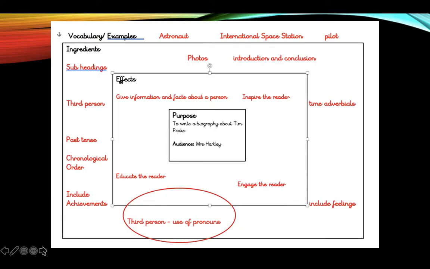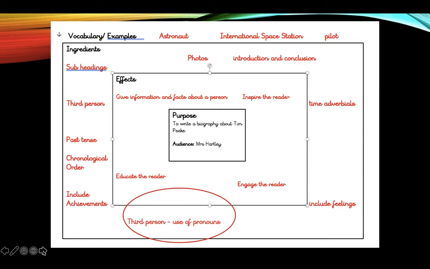Let's get going. On Tuesday we looked at planning to write a great biography. The purpose was to write a biography about Tim Peake, and I was your audience. We looked at the effect. What do we want the effect on the reader to be? It needs to inspire the reader, give information and facts, educate the reader, and engage the reader.